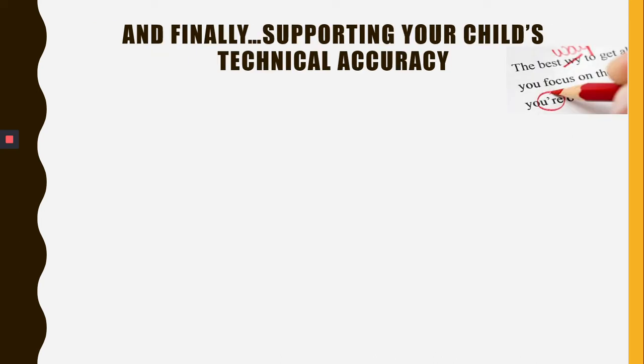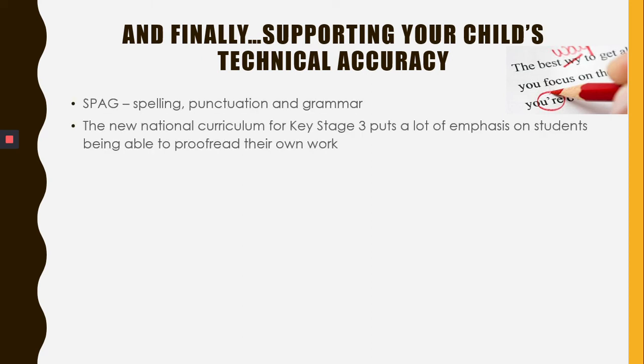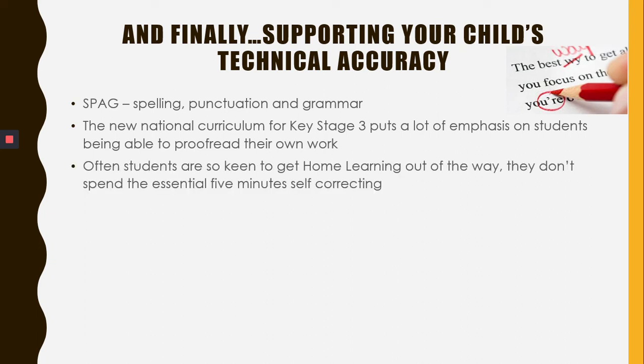The final section that we look at during this evening is supporting your child's technical accuracy. Spelling, punctuation and grammar, I'm sure you're aware from primary school, has huge emphasis, and it's the same at Key Stage 3. But our slant on it is more about independence and being able to proofread your own work. Students are so keen to get home learning out of the way that they'll often rush it off, and they don't then take the time to spend 5 minutes reading over it and self-correcting.